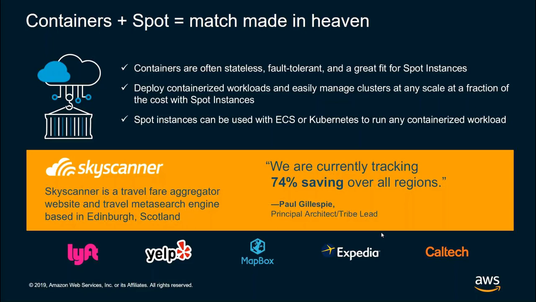We have a great example from a customer called Skyscanner, which is a travel fare aggregator. A lot of their applications are running strictly on Spot instances. And we can see that they're tracking 74% savings over all the regions that they're running their Kubernetes clusters on using Spot instances. So this is a great example, and we have other customer examples here that are running containers using Spot instances on AWS.